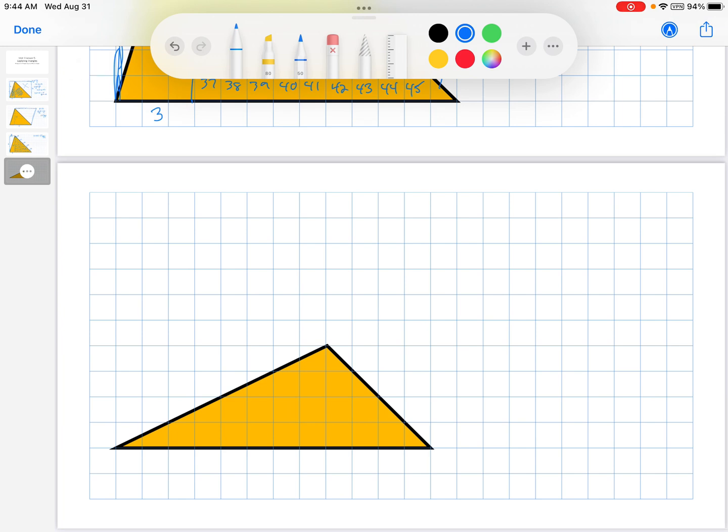So, here's another triangle. I want you to find its area. Use any method that you want. It doesn't matter to me. I won't be able to tell what you're doing anyway. So, try it on your own, pause the video, and then I'll come back and I'll explain the method and see if you're correct. Pause.